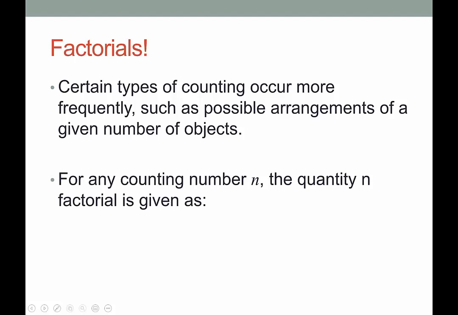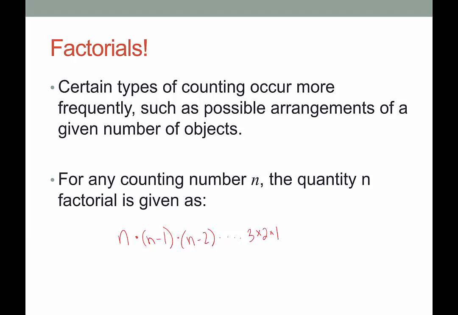For any counting number n, the quantity n factorial is given as follows. Say I'm counting the ways to eat candy bars: I could eat my first candy bar and I would have n options to choose from. Once I consume one, now I have n minus 1 to choose from. And then n minus 2, and so on, until I get down to 3 possibilities, then 2 possibilities, and 1 possibility.